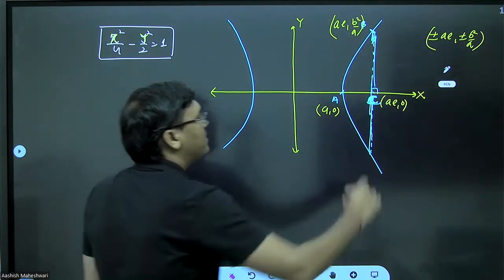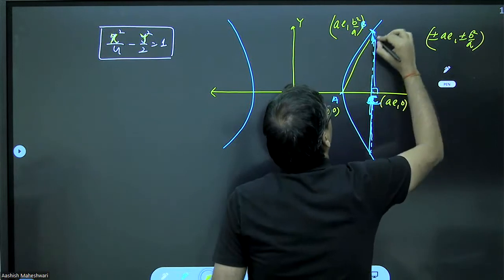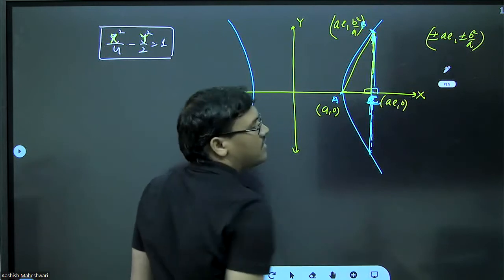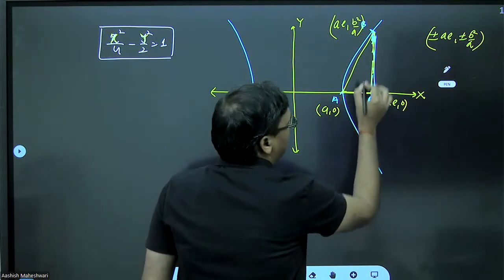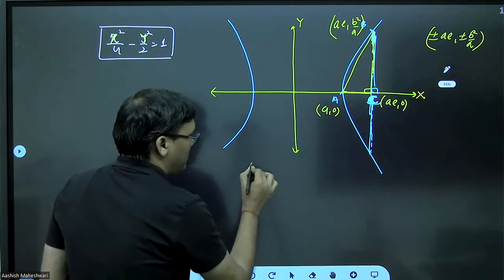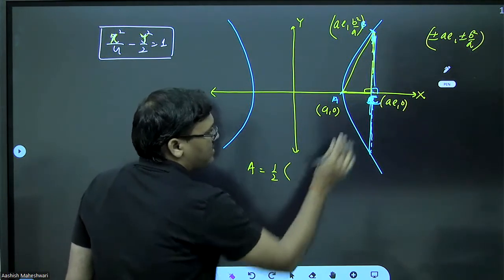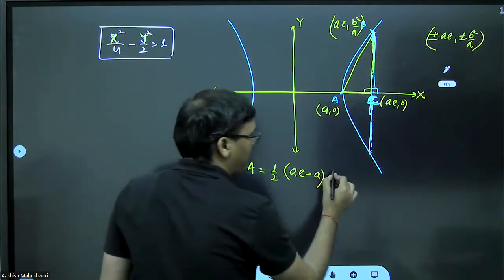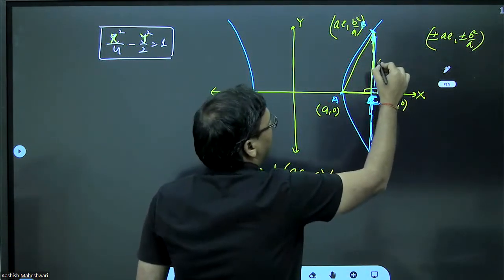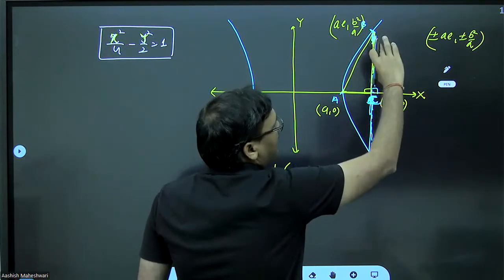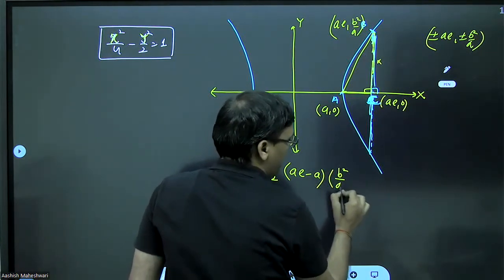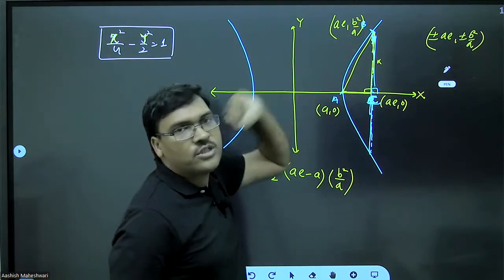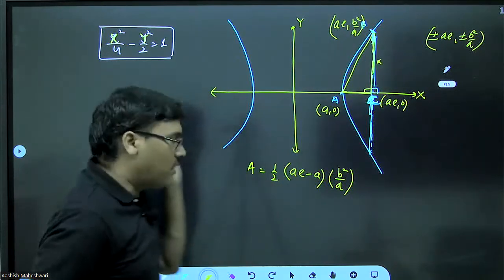Now, if you have to find the area of this triangle ABC, you can see this is a right angle triangle because this is perpendicular. So what is this right angle triangle's base? The area is half times base times height. What is the base? AE minus A. And what is the height? Can we say this is B square by A itself? Because this is the y coordinate of this point, so this will be the height. Now we can just put the values.